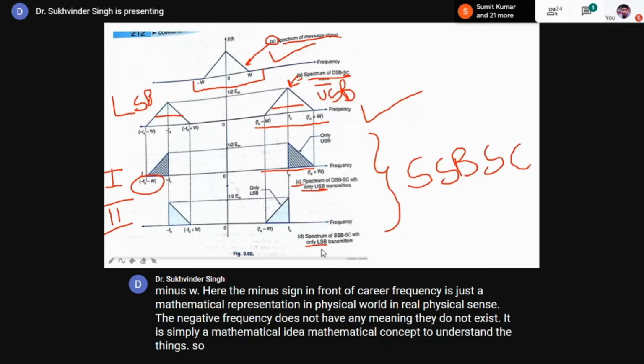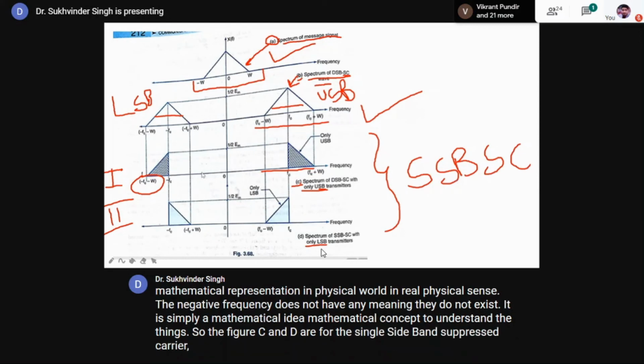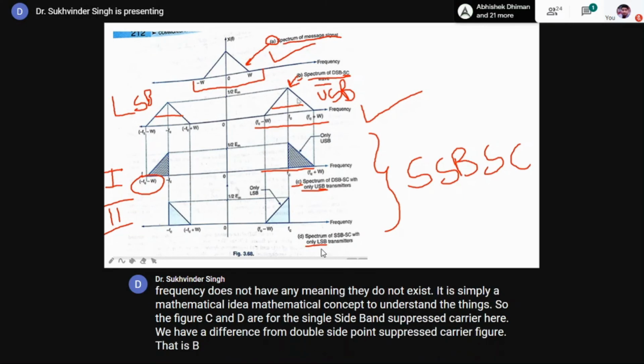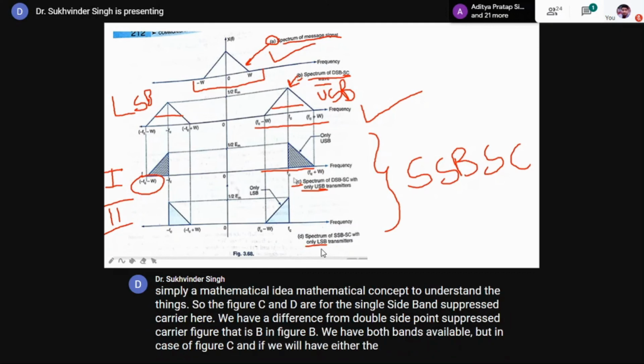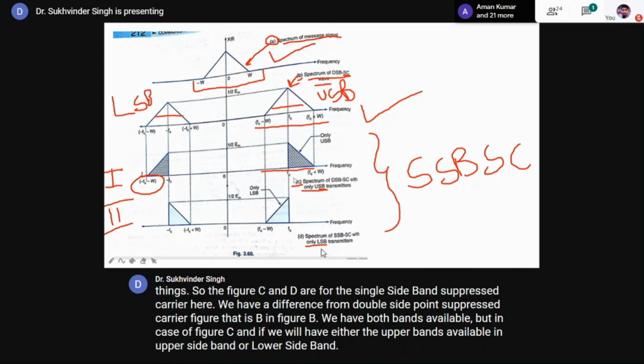So figures C and D are for the single sideband suppressed carrier. Here we have a difference from the double sideband suppressed carrier figure, that is B. In figure B we have both bands available. But in the case of figures C and D, we will have either the upper band available in the upper sideband or lower sideband, or the lower band available in the upper sideband or lower sideband.